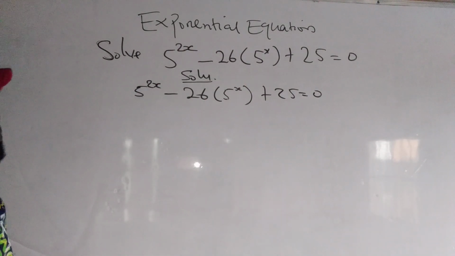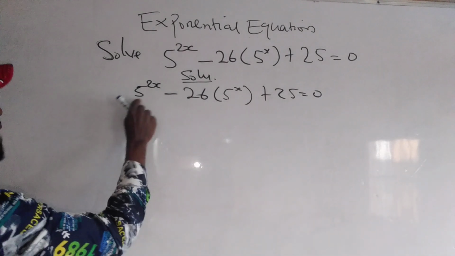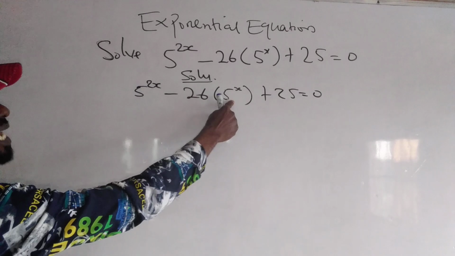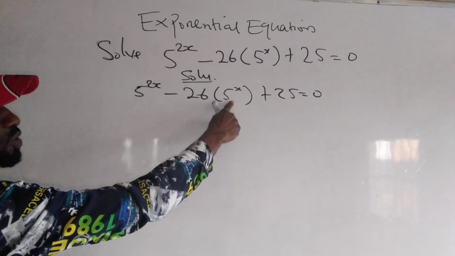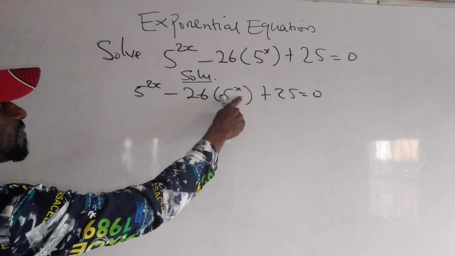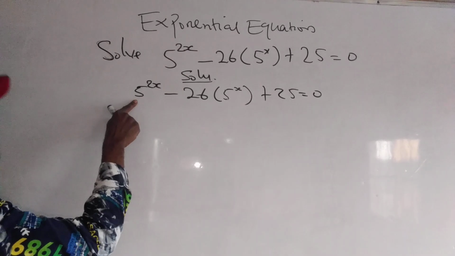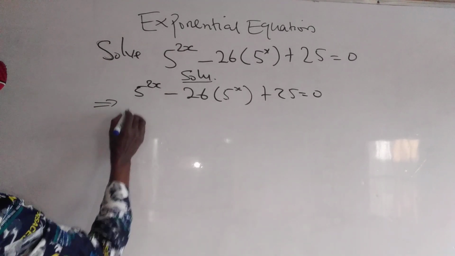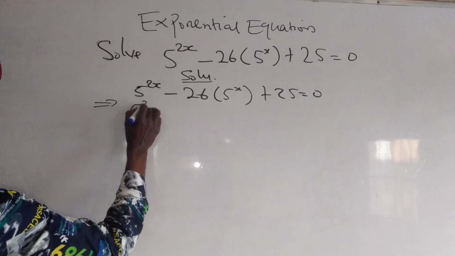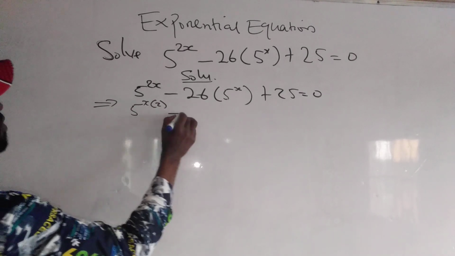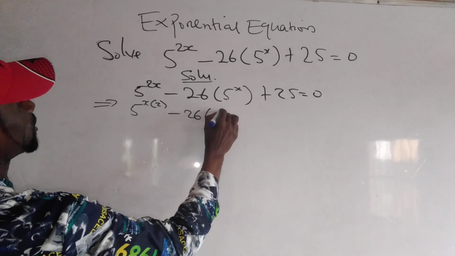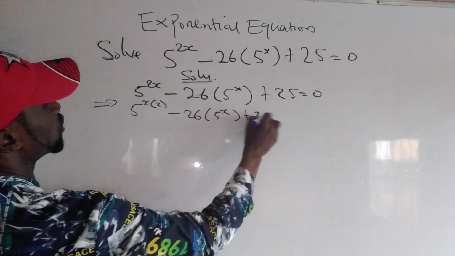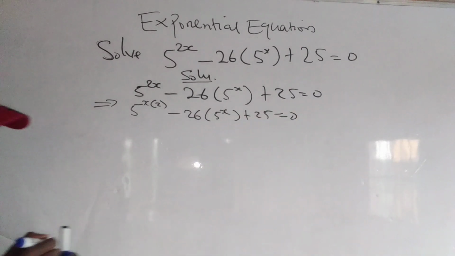Now, in exponential equations, what we are targeting is trying to manipulate the first term to look like the middle term. As you can see, in the middle term here we have 5 raised to the power of x, and of course here we have 5 raised to the power of 2x. So okay, we can rewrite this equation as 5 raised to the power of x, all squared, minus 26 times 5 raised to the power of x plus 25 is equal to 0.